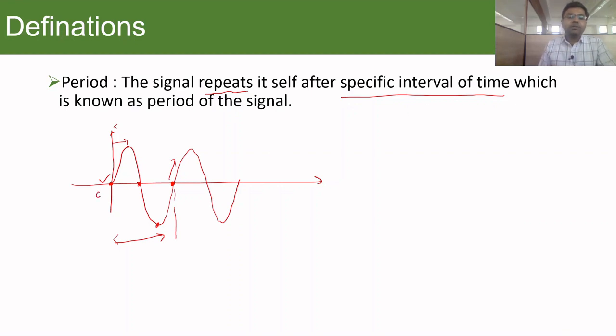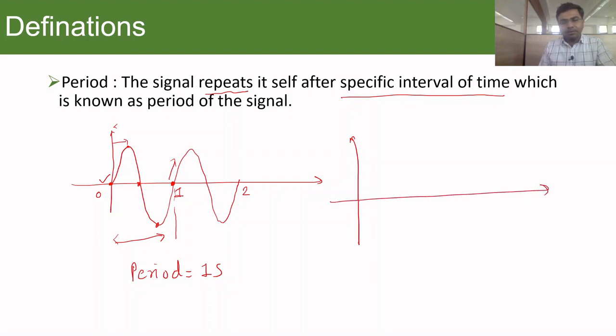Say for example, if it took 1 second here, then again 1 to 2. So in this case, this signal is taking 1 second to repeat itself. So the period of the signal would be 1 second. Let's understand it with another example. Say I am having a waveform like this.